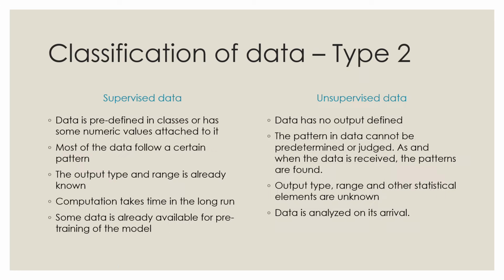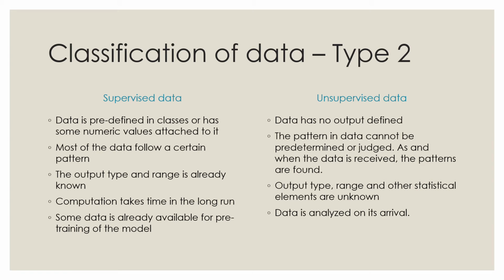Let's come to the second type. The second type of classification is based on the output type that we have. Suppose the data that you have has some output variable. A very simple example that many people are familiar with is the identification of a dog or a not dog.